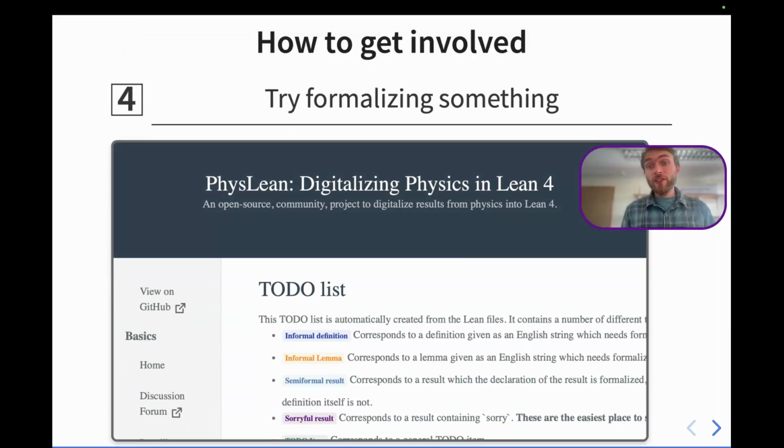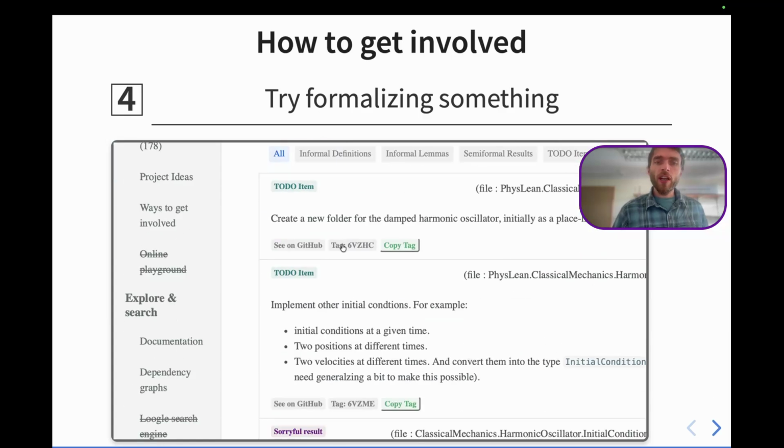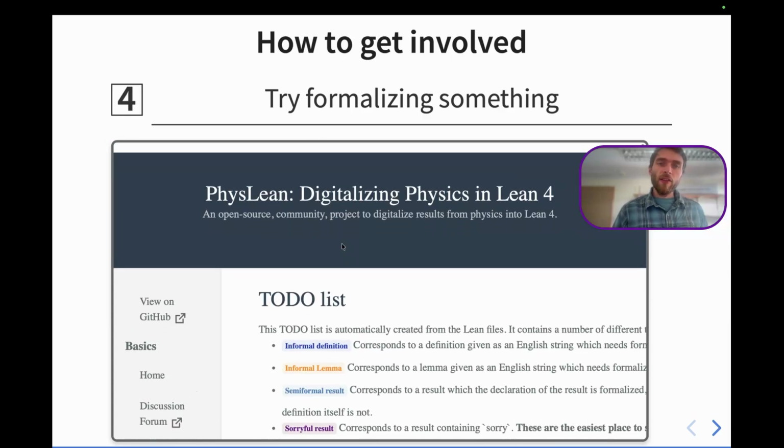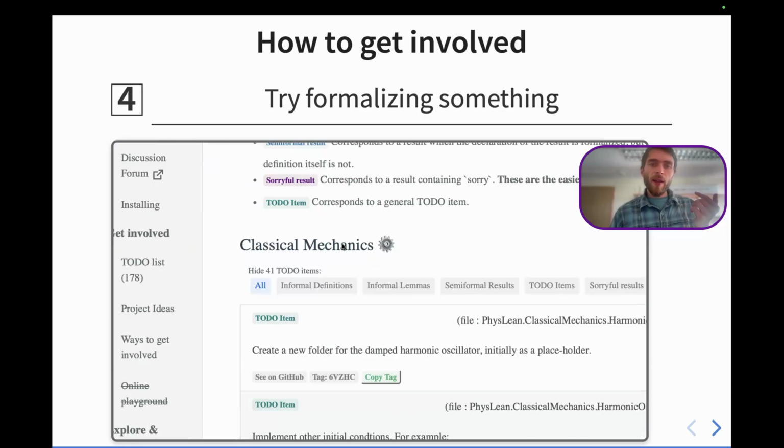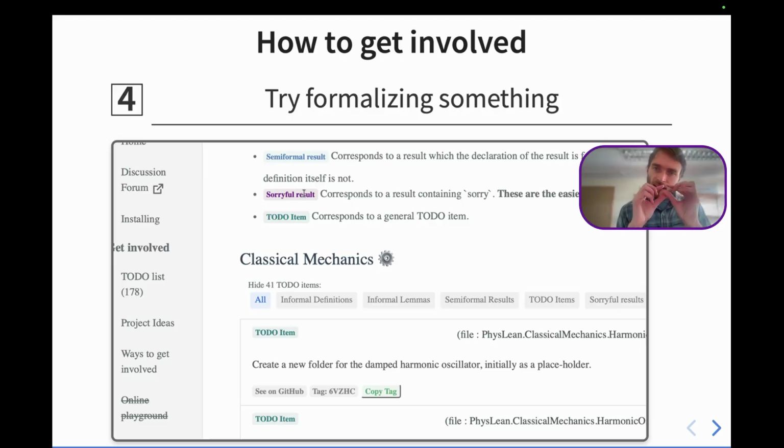If you really want to get your hands stuck into the formalization, you could try and formalize results. And there is a to-do list of results that you can formalize. The easiest are the sorry results, which are just results with a sorry. This takes a bit of learning. There is this thing called the natural numbers game, which is probably the place to start when learning about Lean. But again, just come to the discussion forum. Say, I'm new, I want to contribute to the project, I want to help formalize, I don't know where to start. People will come and people will help.